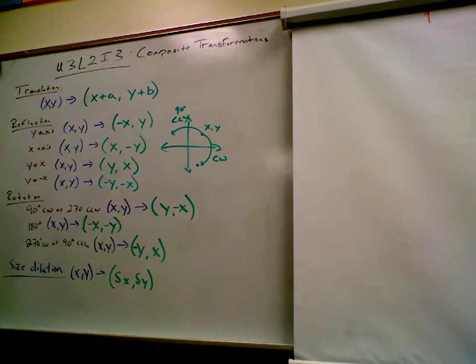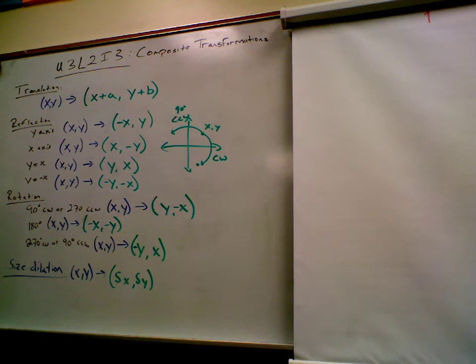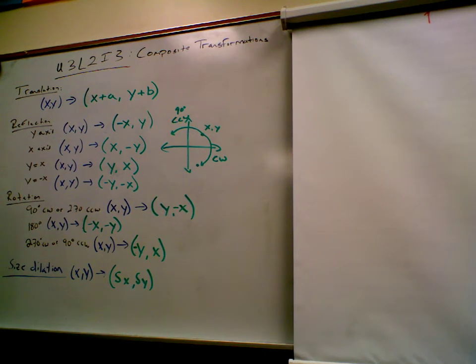All right. Unit 3, Lesson 2, Investigation 3 is Composite Transformations. The reason why I had you write these rules out is because today we are going to take not just one of these transformations, but two and put them together. Okay? That's what composite means. It means we're combining two transformations.